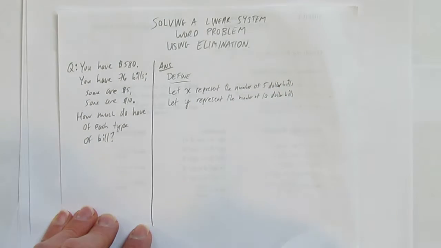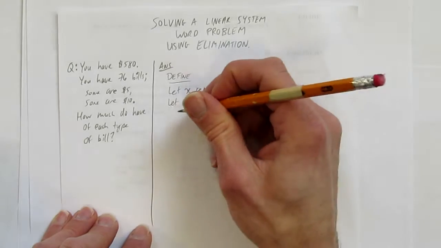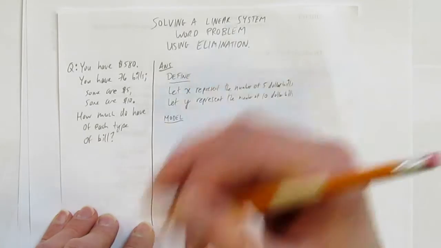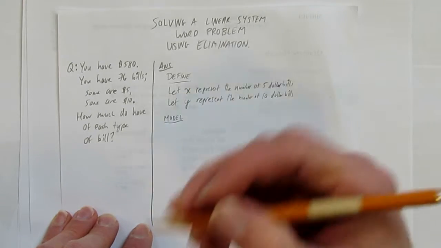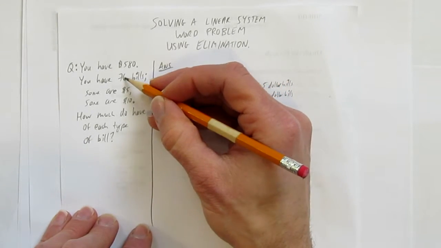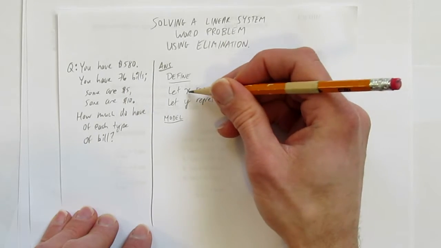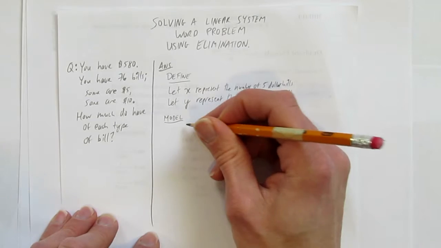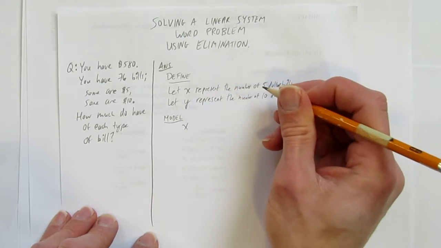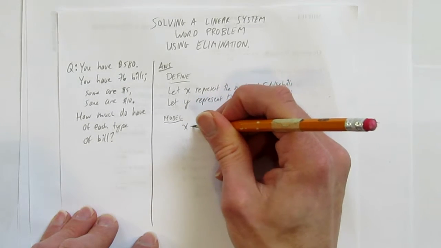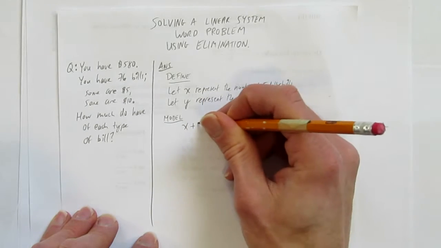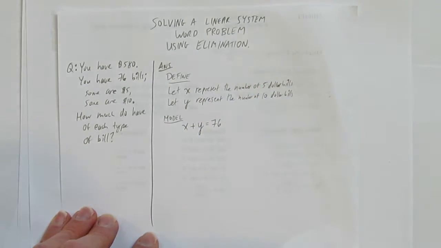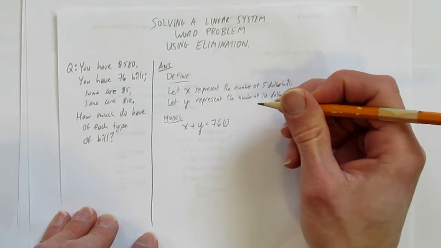We've defined our variables. Next step, we're going to create a model. That model is going to be the equations based on the word problem we're given. The word problem tells us we have 76 bills. And our bills are X and Y. We have X $5 bills and Y $10 bills. Well, it must be the case that however many $5 bills we have, plus however many $10 bills we have, has to total 76 bills. I'm going to call that equation 1.